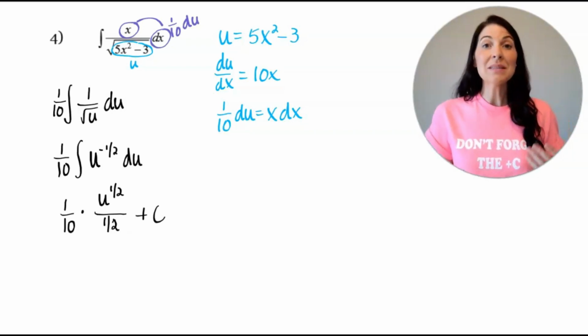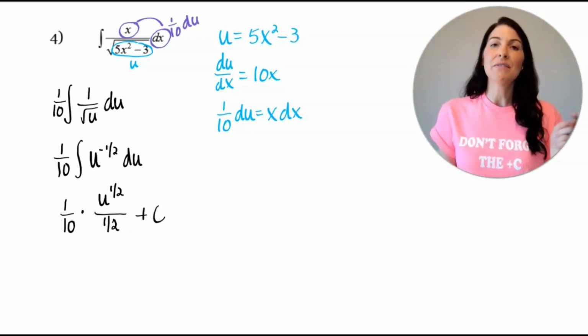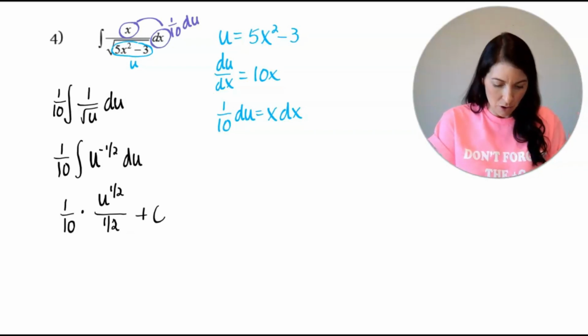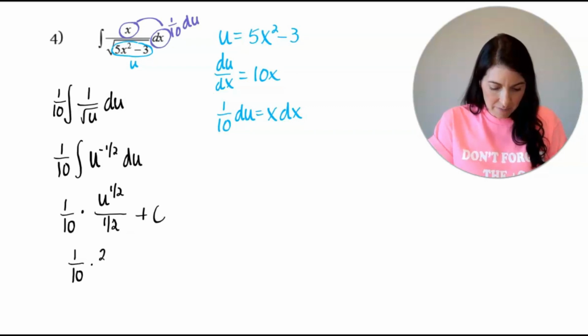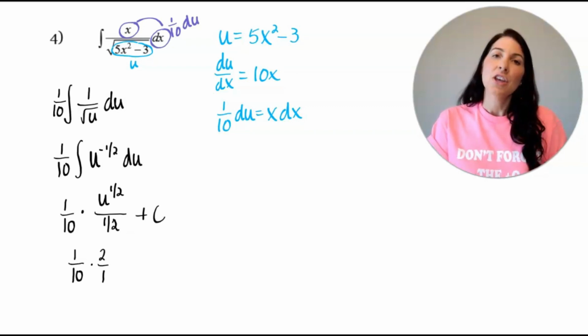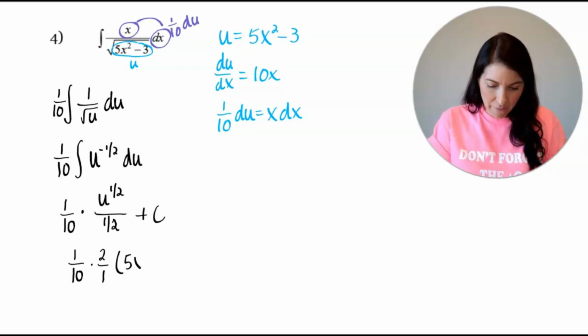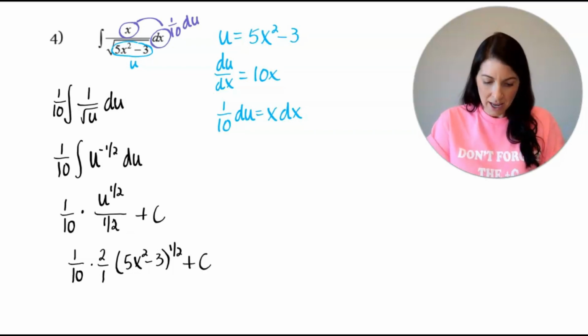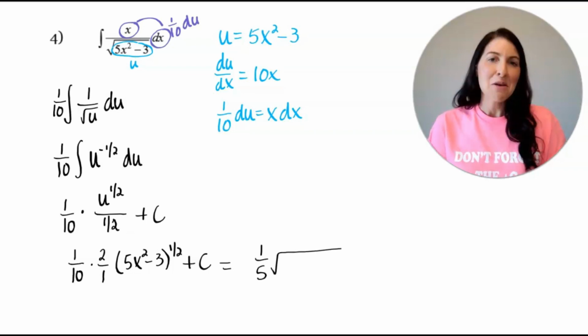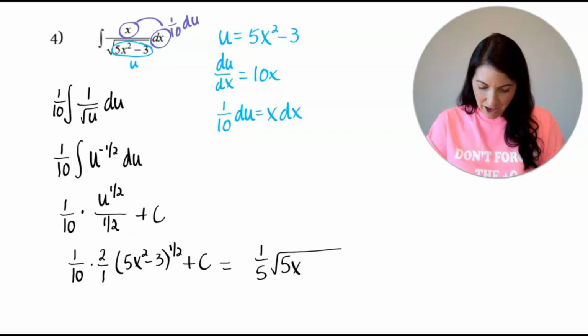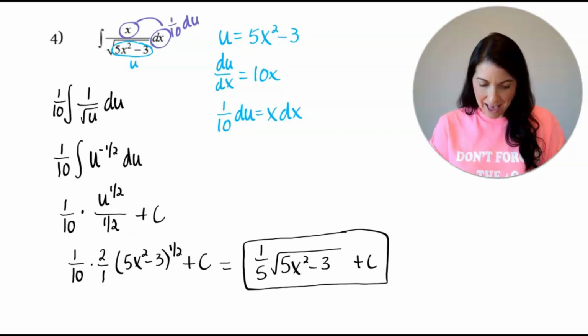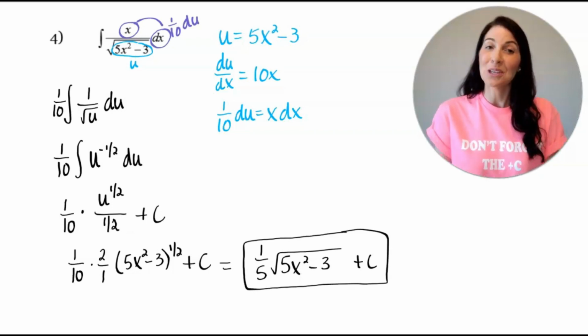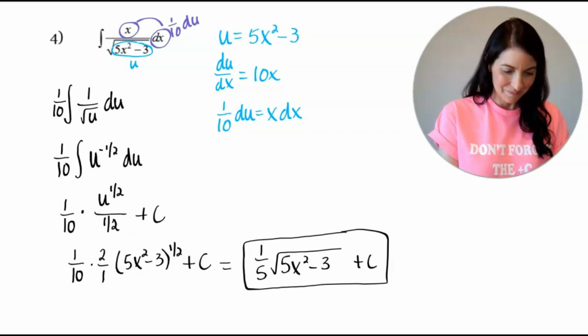In this case, I'm going to do some simplifying, and instead of dividing by 1/2, I'm going to multiply by the reciprocal. So I'm going to have 1 over 10 times 2 over 1, and then u to the 1/2 power. So that's going to be 5x squared minus 3 to the 1/2 power if I substitute my u back in. And with a little simplifying, this would simplify to 1/5. And look at this, I can put it back into radical form as 5x squared minus 3 under the radical, and then plus c. And that's how you would find this integral using u-substitution.